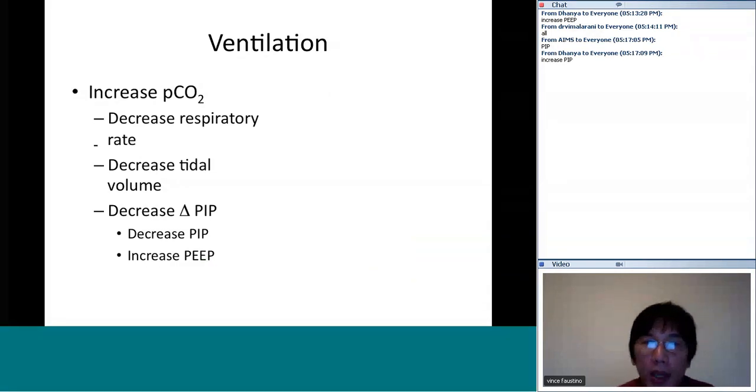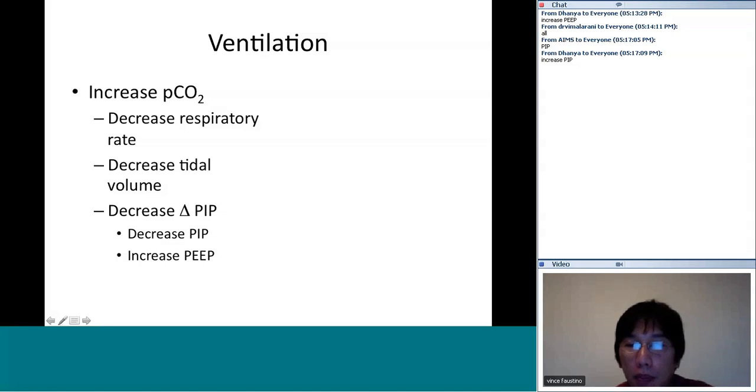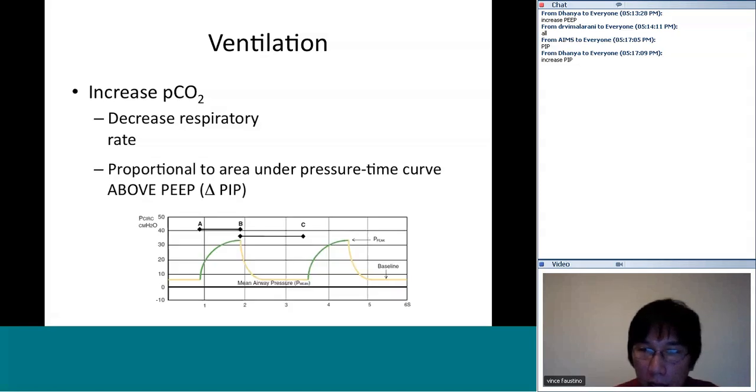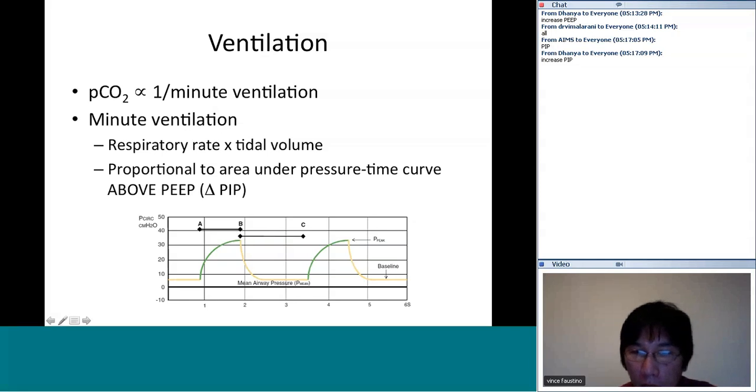So what are the ways to increase your PCO2? As I mentioned earlier, you can decrease your respiratory rate, you can decrease your tidal volume, and decreasing your tidal volume in a pressure ventilator means decreasing your delta pressure. That may be either by decreasing your peak pressure or increasing your baseline pressure or PEEP, but keeping your PIP the same. What does that mean? If I keep the peak pressure the same, and then I bring this baseline up, then my delta decreases, my tidal volume decreases, and your CO2 increases.